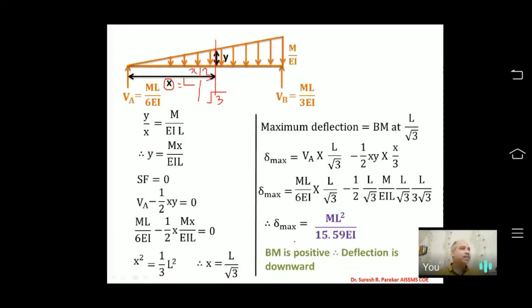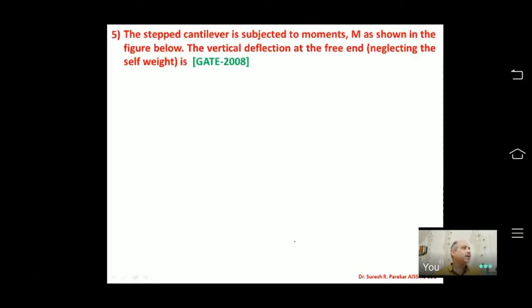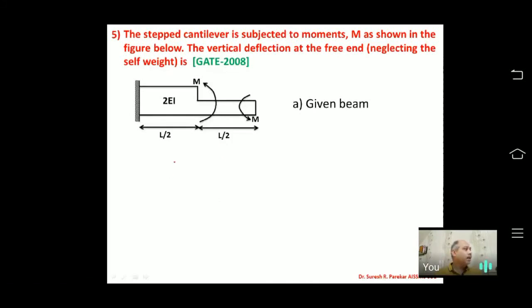So we have this problem for different loading, different diagrams, that is couple at center, couple at end. Now we are going to consider the next problem where my EI is not the same. So EI is not the same, and this was asked actually in GATE 2008.